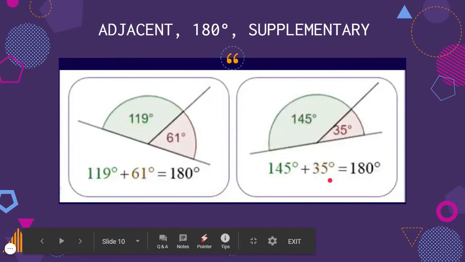Same thing over here. I can see these 3 points are also met. I can see one adjacent angle over here, a common arm, a common vertex. I can see it's a straight angle, and also if I add these two values, I am getting the answer as 180 degrees. This means these two angles form a linear pair.